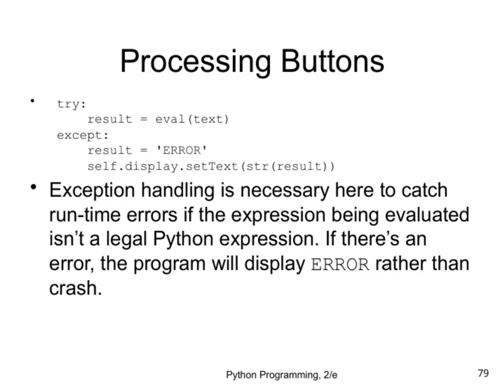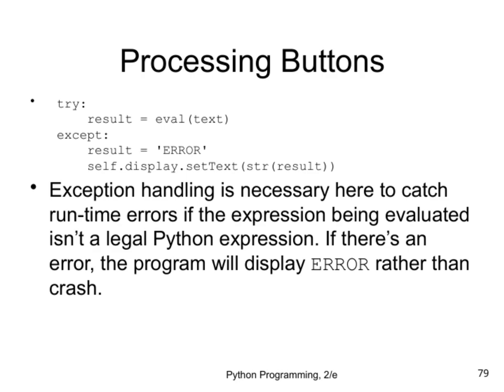Now, let's take a look at this code snippet. Here, we're using a try and except block to handle potential errors that might occur when evaluating text as a Python expression. The line result = eval(text) attempts to execute the code contained in the variable text. If this code runs successfully, the result will store the output of that evaluation.